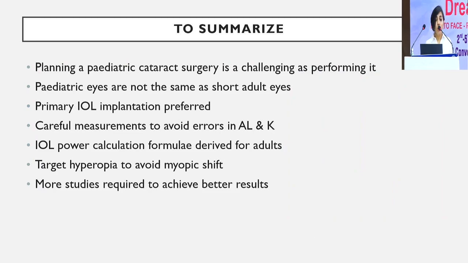We need to be very careful about measurements to avoid errors in the axial length and keratometry. A point that needs to be kept in mind is that the IOL power calculation formulae have all been derived from adults, and it needs to be worked on a case-to-case basis, and very careful selection needs to be done. The general rule is to target hyperopia to avoid or counteract the myopic shift, and definitely more studies are needed to achieve better results and get better outcomes.